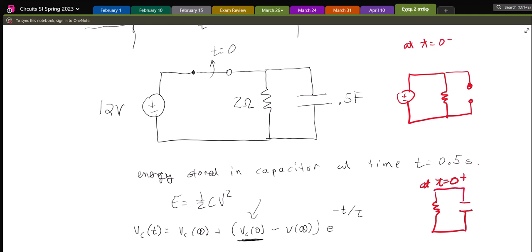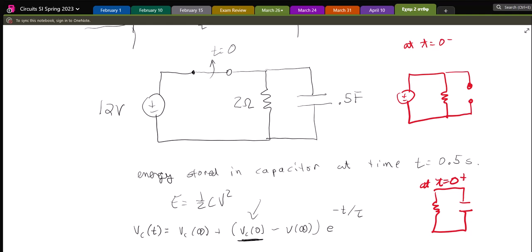So I have switch action at t equals 0. But what I know is that the voltage across my capacitor cannot change instantaneously. Well, we have a direction for time. We say time goes from left to right, I guess, if that makes sense. Time is moving in the positive direction. And so if time is moving in the positive direction, then I have to look at what the state of the capacitor was before 0 to see what it's going to be after 0.